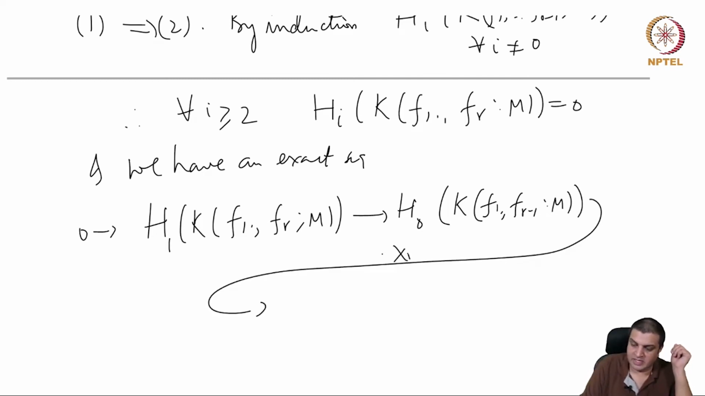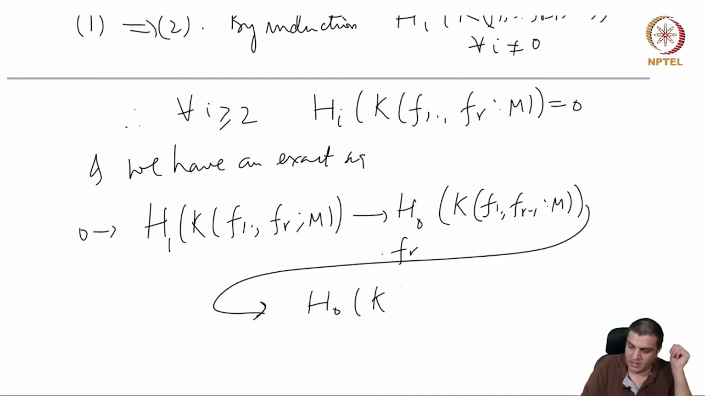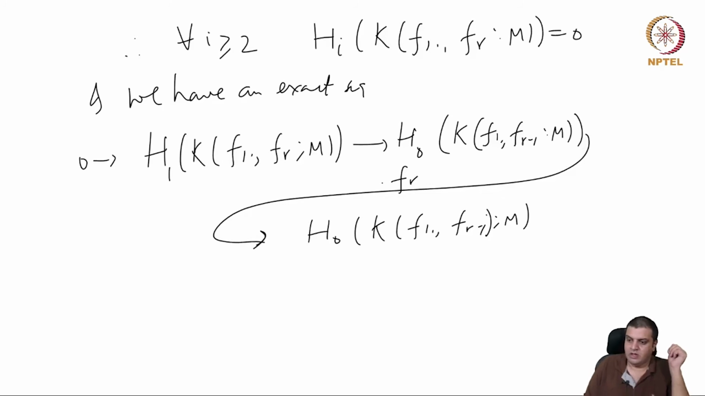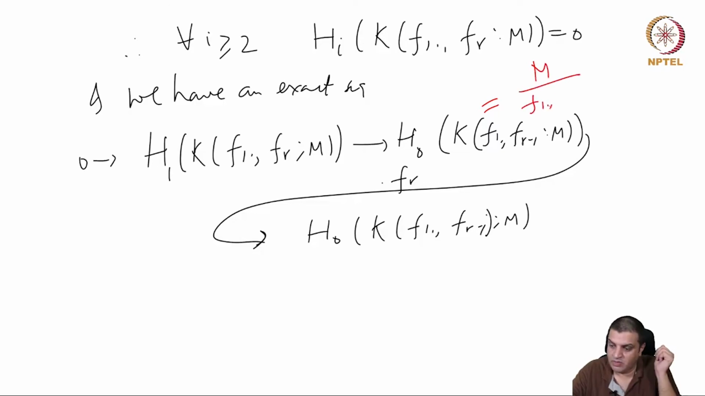Then this is multiplication by FR to H0 of K of R elements. Okay. But what is this? We observe that H0 is just M mod the sequence, multiplication by FR, but that is injective. That is, this is a non-zero divisor.